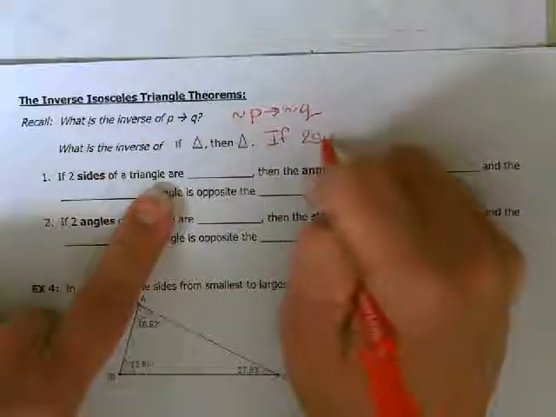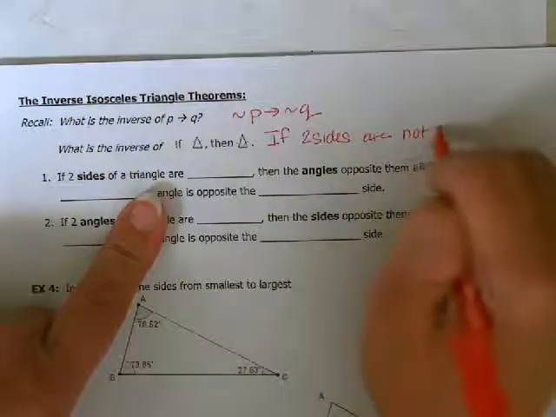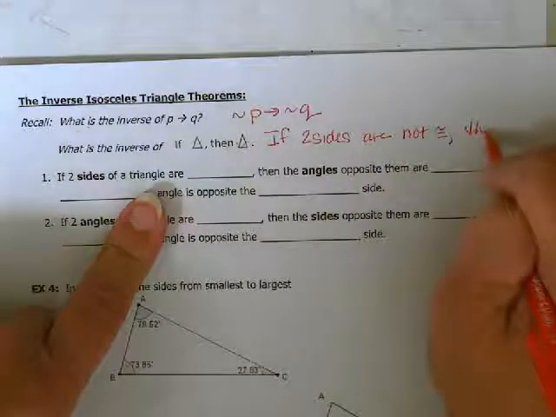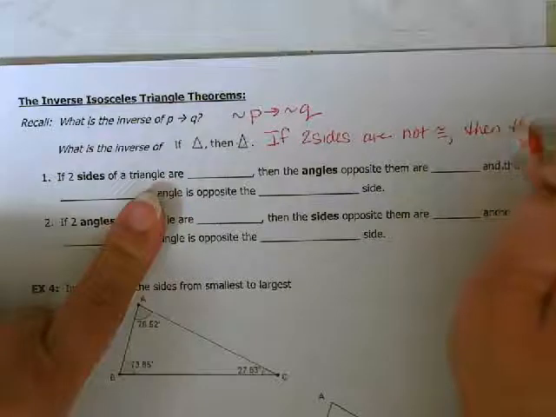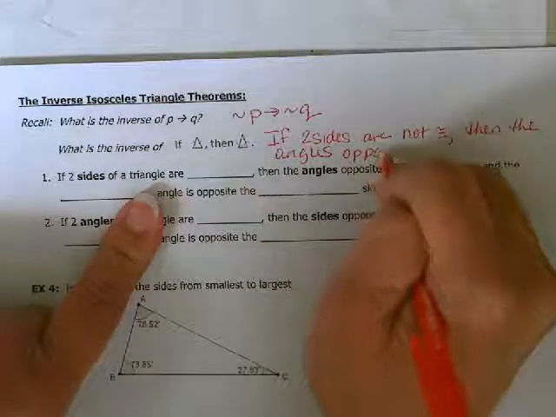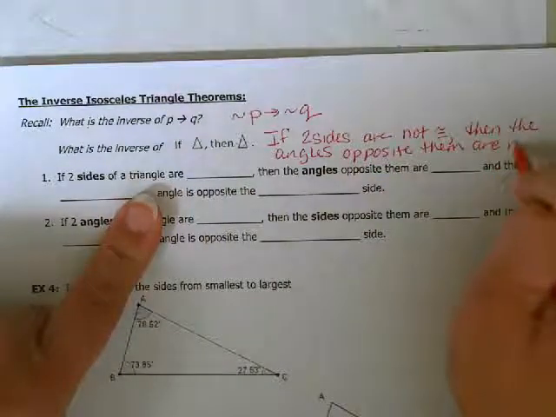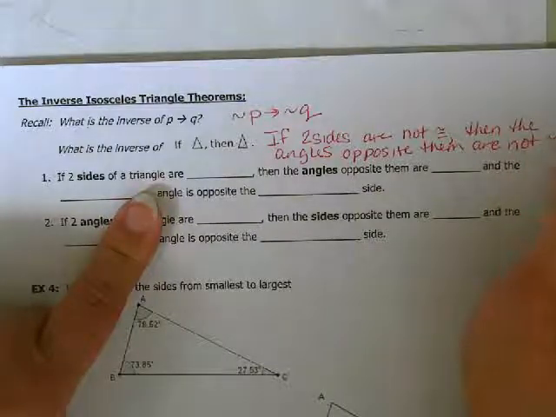if two sides of a triangle are not congruent, then the angles opposite them are not congruent.